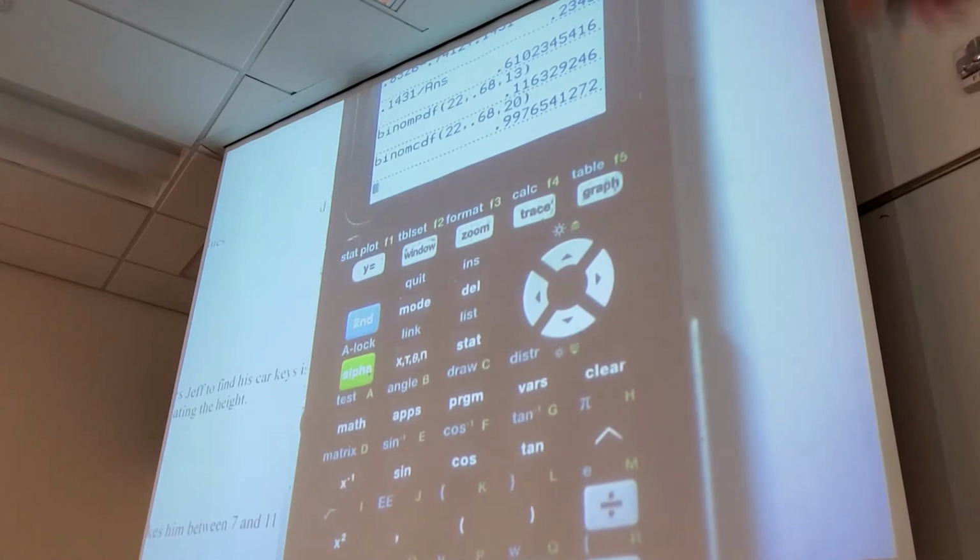Do you have to know how to do the binomial CDF and PDF? No, you don't have to, because I'm going to want you to do it by hand anyway. But that's still nice to be able to check it, you know.